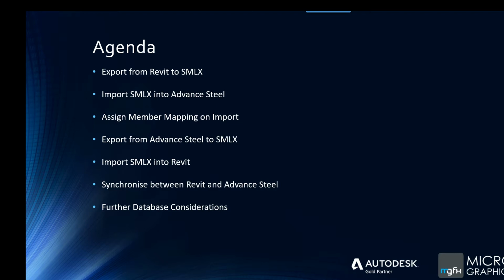Then how to import this SMLX file into Advanced Steel. We'll see that when importing, we can assign member mapping on the import, and we can export from Advanced Steel to SMLX, and we can import that again into Revit. So it is a two-way process. Then we can also synchronize between Revit and Advanced Steel. And then we'll have a look at some of the further database considerations with regards to this workflow.